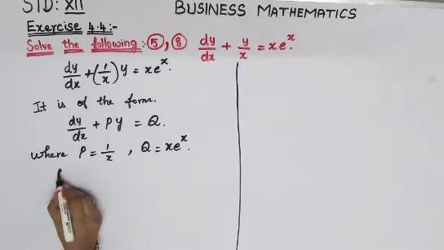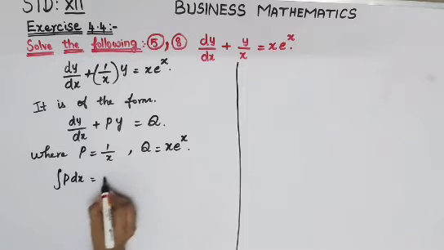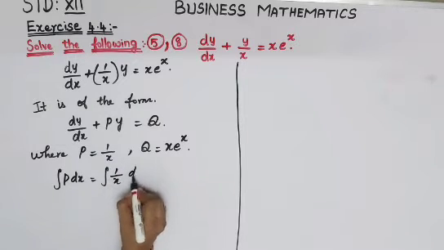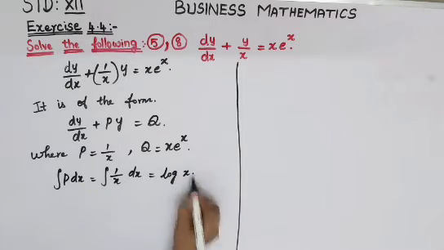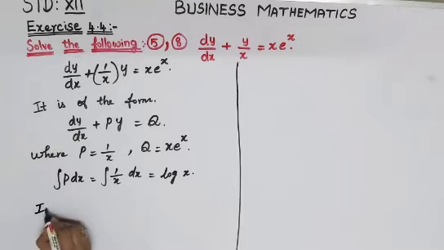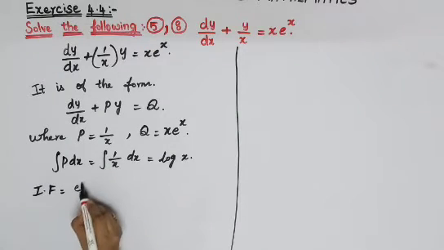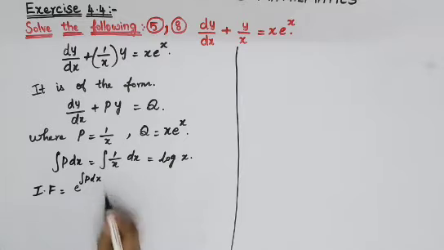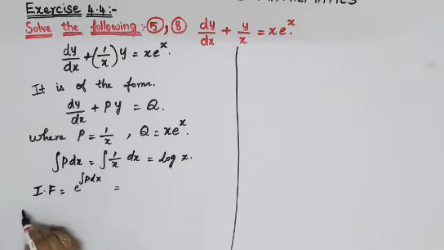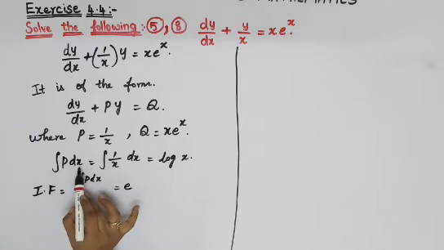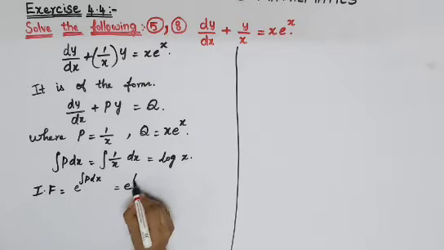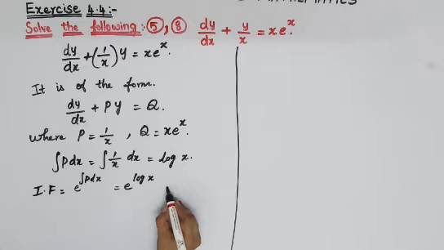The next step is integral of p dx, we will have to find it. So integral of 1 by x into dx. Integral of 1 by x, we know, is log x. The next step is IF, the integrating factor, you will have to find it. It is e power integral of p dx. This is your formula for the integrating factor. So it is e power log x. Whenever e and log are there, you can remove them, so you will get your x over there.